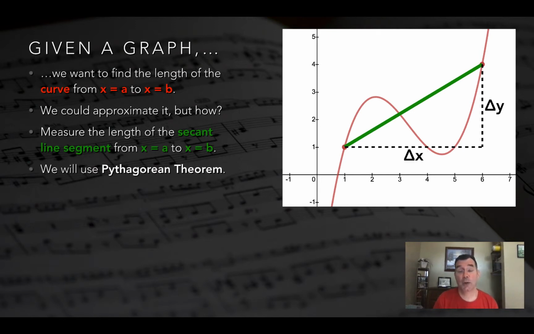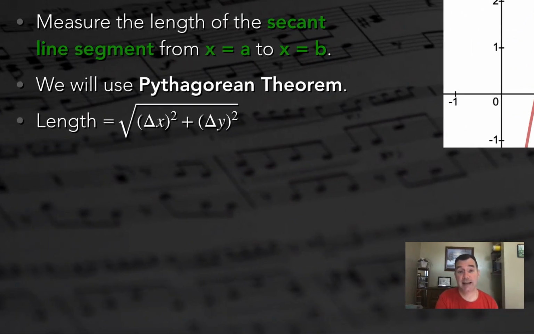Well, the horizontal change from endpoint to endpoint, I could call that delta x, and the vertical change from endpoint to endpoint, I can call that delta y. So the Pythagorean theorem gives me the square root of delta x squared plus delta y squared.